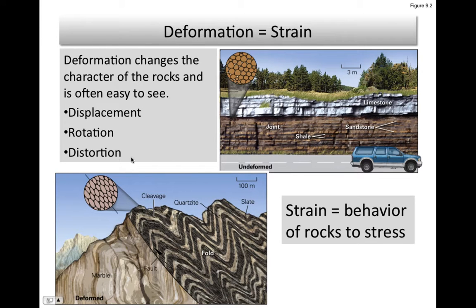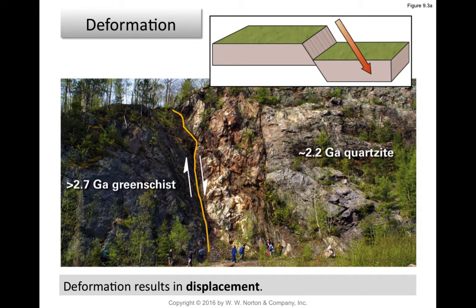So let's take a look at these. The first one, displacement, is like a fault, right? We've already talked about faults. This is where the hanging wall is moving down, so this would be a normal fault, right? The footwall is over here. And so it looks like, in this case, this older green schist has moved up. This being the hanging wall over here, a quartzite has moved down, right? So displacement is one. Sometimes I call that offset or slip, right? Slip or offset, but your book uses the word displacement.